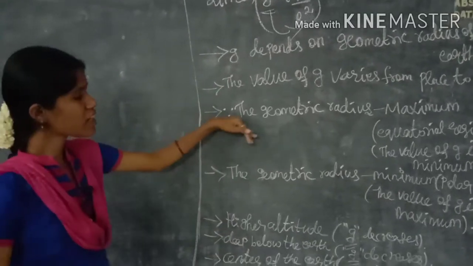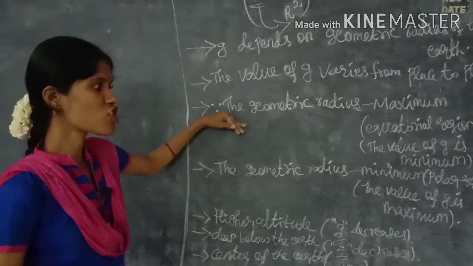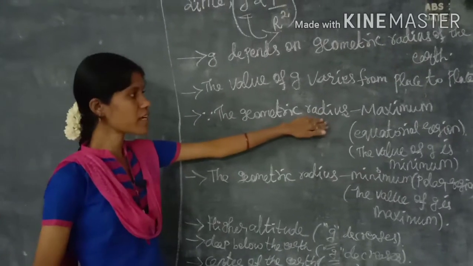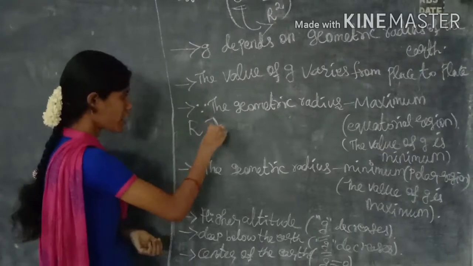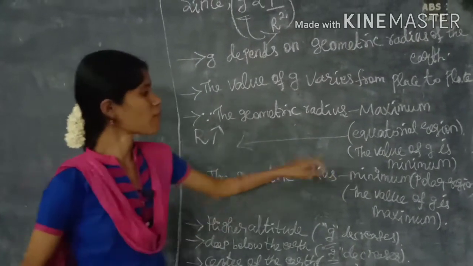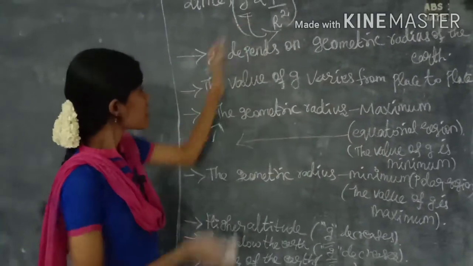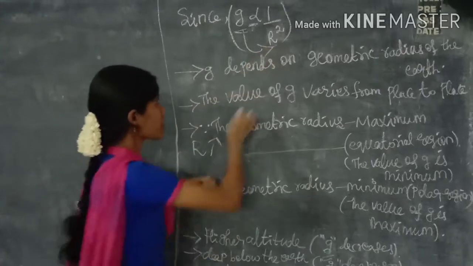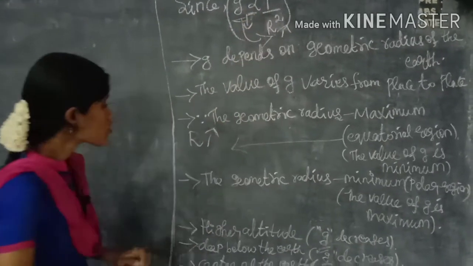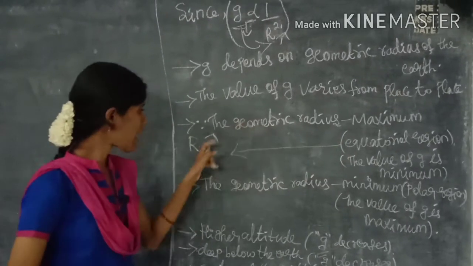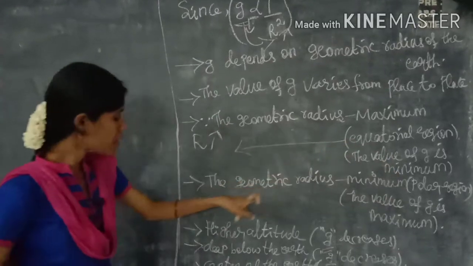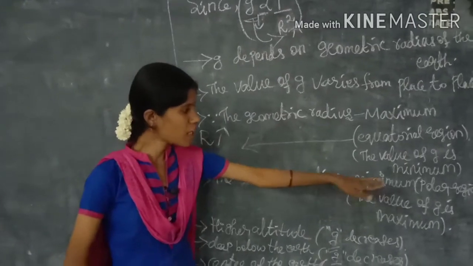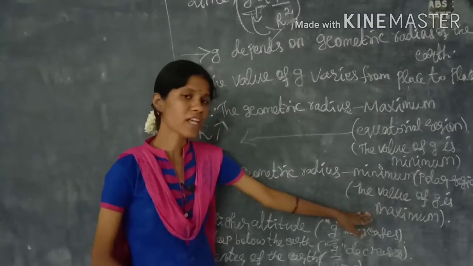The geometric radius of the earth is maximum at the equatorial region. We have two regions, the polar region and the equatorial region. The value of r is high at the equatorial region, so the value of g is minimum, because g is inversely proportional, not directly proportional. When the value of r is high, the value of g is low. So at the equatorial region the geometric radius is high and the value of g is minimum. In the polar region it is the opposite: the geometric radius is minimum and the value of g is maximum.